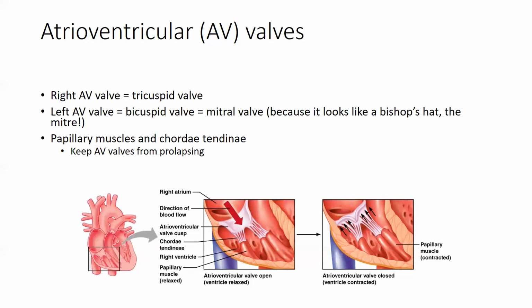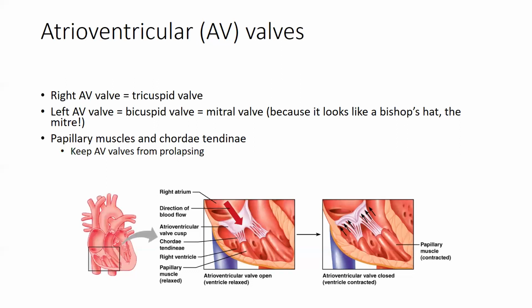So let's talk about what happens when the ventricle is nice and relaxed. So the ventricle is here, right? The atrium is on top here. The ventricle is relaxed, so the direction of flow here is blood is moving from the atria down into the ventricle. So this valve is open, okay? As a result, these cords are nice and relaxed. The papillary muscle is nice and relaxed.